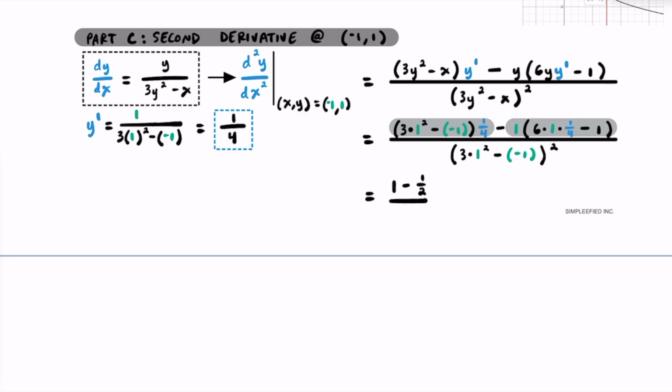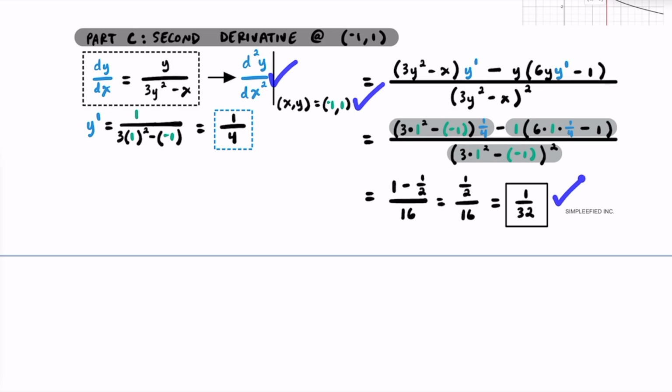let's see, we have 1 squared, which is 1, times 3 is 3. 3 minus a negative 1 is 3 plus 1 is 4, and then 4 squared is going to be 16. So I think this whole thing is going to be on top of 16. Now on the numerator, 1 minus a half here is just going to be a half. If you take a half and divide it into 16 pieces, then that's just going to be 1 over 32. Alright, so the value of the second derivative when x is negative 1 and y is positive 1 is going to be 1 over 32.